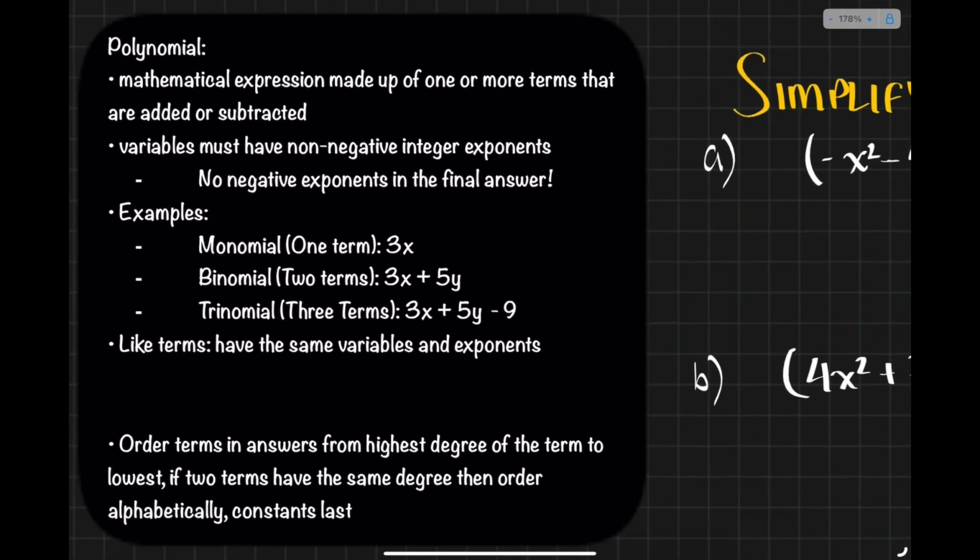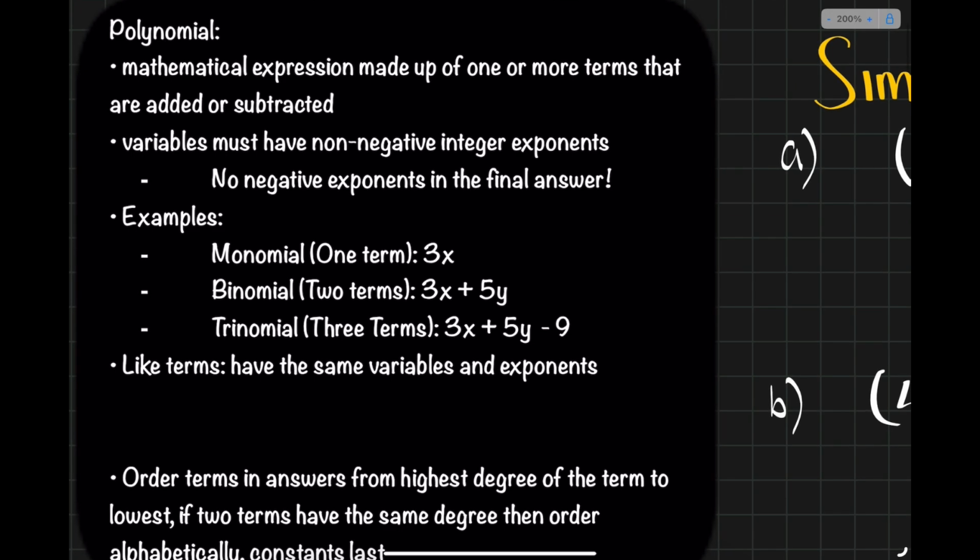Let's jump right in. All right, so firstly, a polynomial is a mathematical expression made up of one or more terms that are being added or subtracted. There are some special cases to identify. Right here we have when there's only one term, we call that a monomial. If there are two terms, like 3x plus 5, we call that a binomial. And if there are three terms, we call that a trinomial, like 3x plus 5y minus 9.